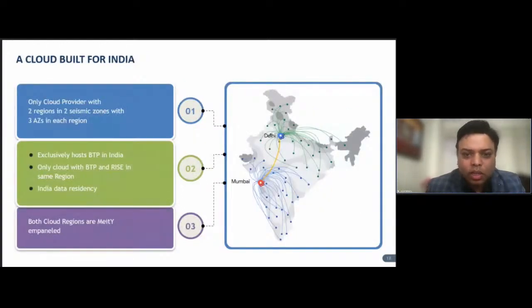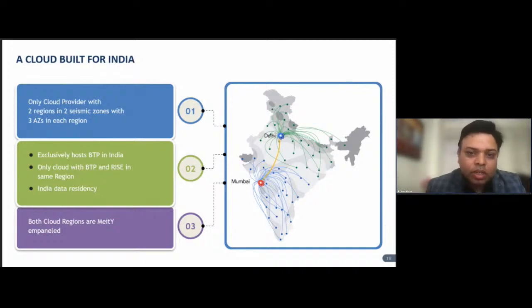So as I said, Google came late to the party, but we have really invested ahead of the curve. We have invested in 2 different regions in different seismic zones, in Delhi and Bombay. Both these data centers are MITRE certified. We also have 3 zones within each region.